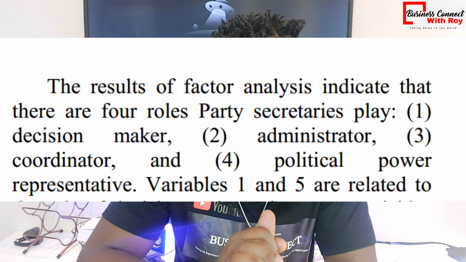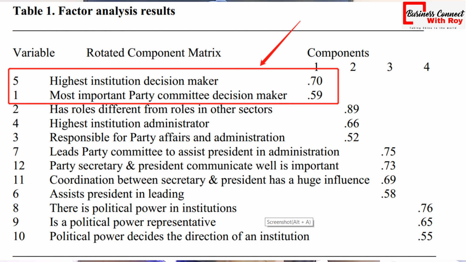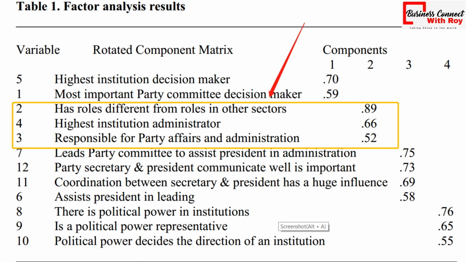political power representatives. And he further said that the variables 1 and 5 are related to the role of decision maker. These 2 variables indicate that the party secretary is the most important decision maker in an institution. The variables 2, 3, and 4 are all related to the role of the administrator. These 3 variables show that the party secretary is involved in administration of an institution.